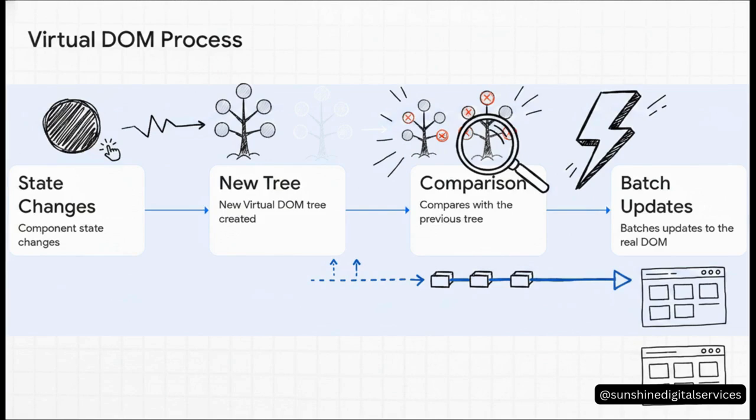We call this reconciliation. React uses this highly optimized diffing algorithm to analyze both trees and figure out the absolute minimal number of changes needed. Finally, step 4, it batches those specific updates to the real DOM. By grouping all those operations into one single lightning-fast execution, React avoids triggering a bunch of repaints, giving you that buttery smooth user experience.